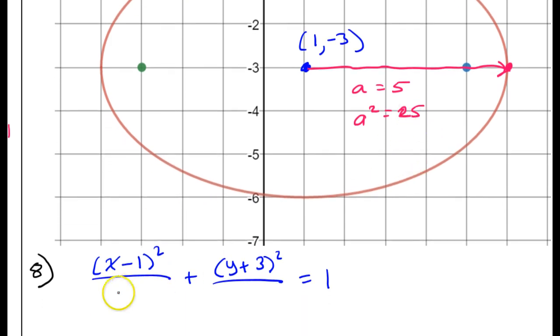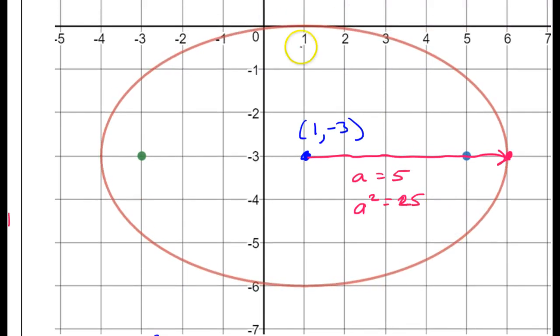So 25 is going to be one of these two denominators, but which one is it going to be? Well, notice that this a value is horizontal. It's in the x direction. So this 25 will definitely be the denominator of the x term.